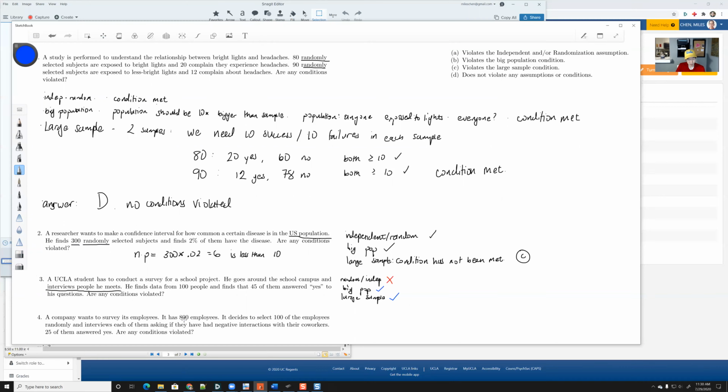A company wants to survey its employees. It has 800 employees. It selects 100 of their employees, randomly interviews each of them, asking if they have negative interactions with their coworkers. 25 of them answered yes. Are any conditions violated? Okay.